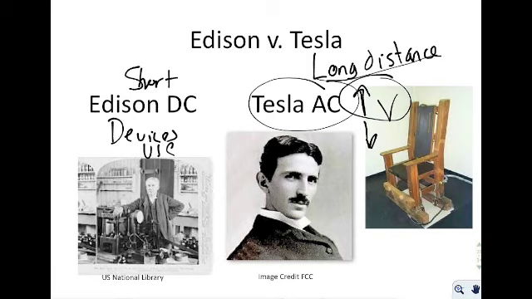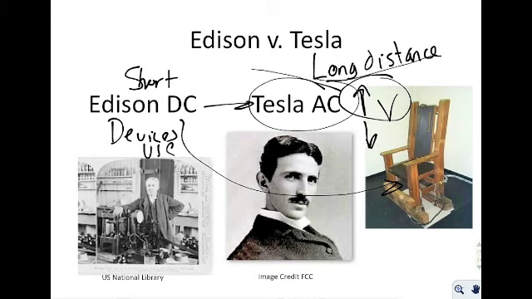But what he did at this point is some government officials saw it and said, hey, can we use that as a method of execution for our criminals? And that's where you get the idea of the electric chair, from Thomas Edison trying to show how dangerous Tesla's invention of alternating current is.